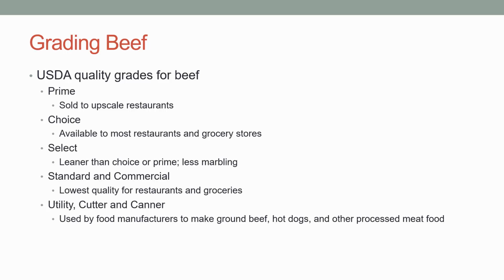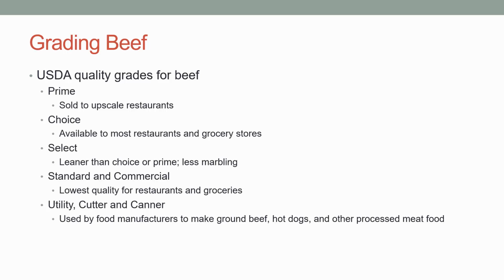So here's a little bit more information, just as an example, of the quality grades that the USDA sets out for beef. So prime is the highest grade available for most of our beef, and that's going to be the really top cut that's sold to a lot of our upscale restaurants. Choice then is a lower level. This is available in most restaurants and grocery stores.